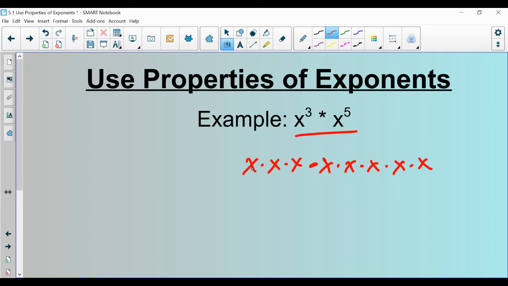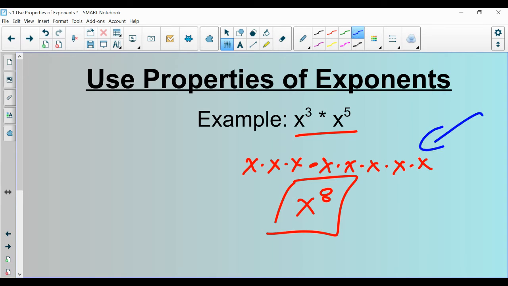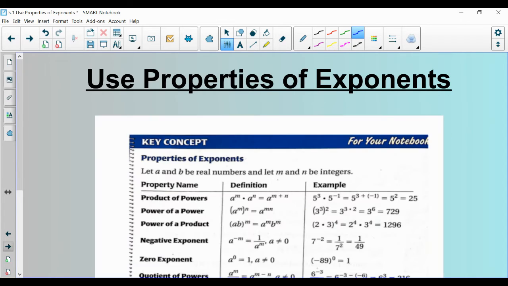What is this equal to? Well, this is 8 x's right here. Here's 3, here's 5. They're all being multiplied. This is equivalent to x to the 8th power. And so we don't want to actually have to go through the work of writing this out to figure that out. So we're going to develop these properties of exponents. And there's quite a few of them, and you're going to need to know how to apply them.